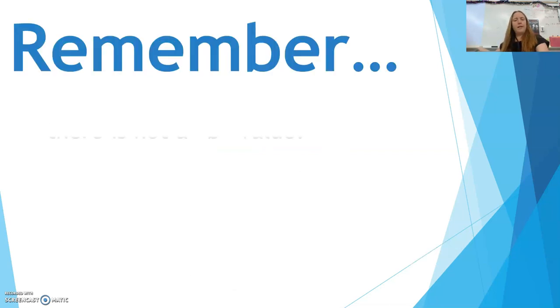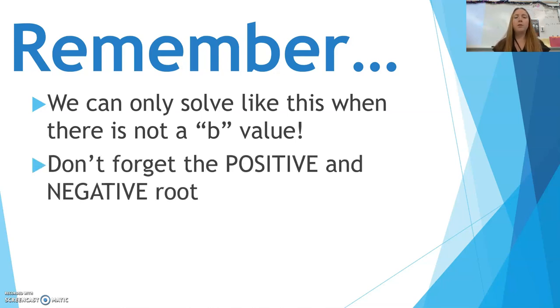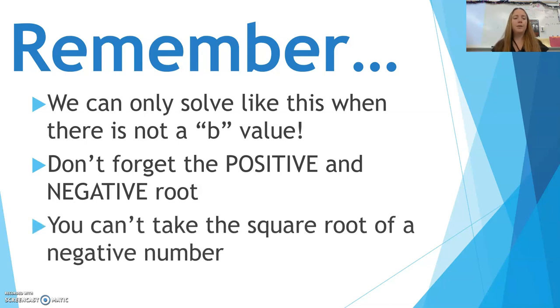Okay, so that's the idea. Remember, we only do this when there's no B value. If we have no C value, we can take out the GCF. We have to make sure we have a positive and a negative root. We can't just have one. And then you can't take the square root of a negative number. Those are imaginary. So in this class, we're just going to stick with imaginary, and anything after this class, like in Algebra 2, you'll take that farther.